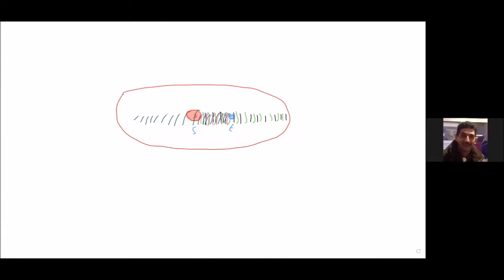So what do we have here? We have the red one. This is the sun here, and we have the blue one, the Earth.